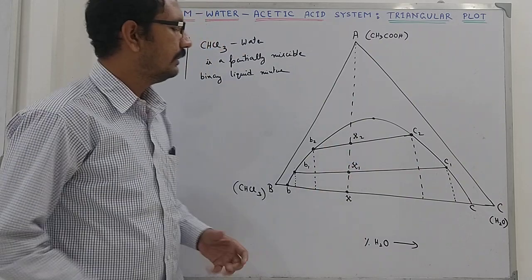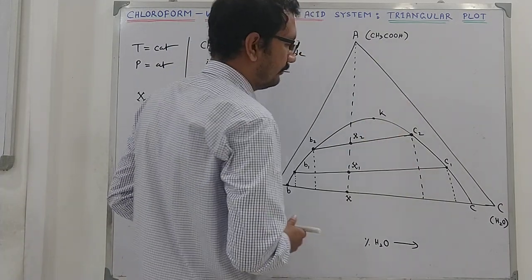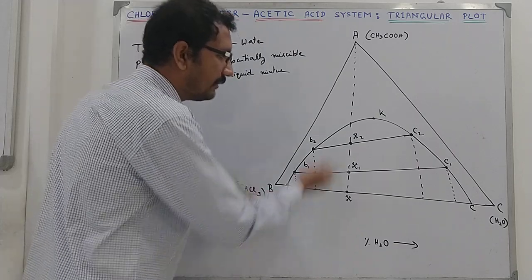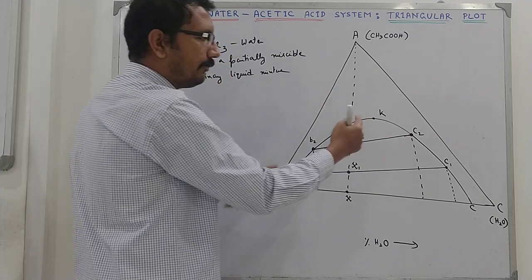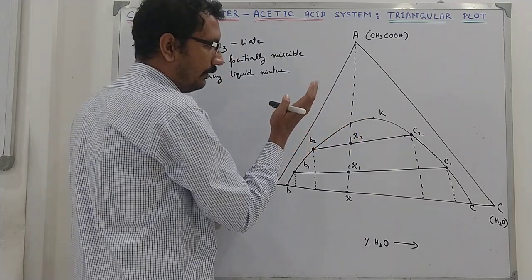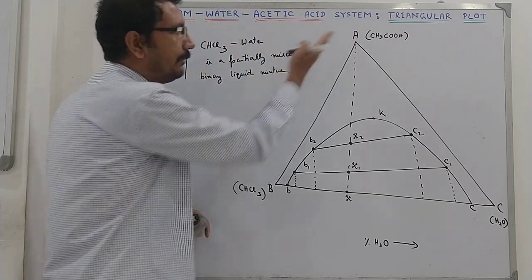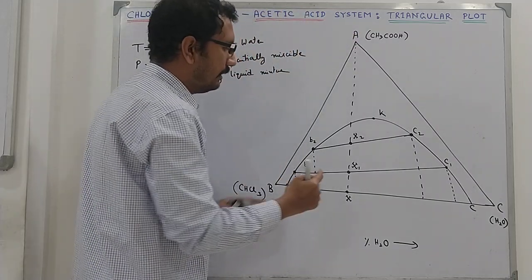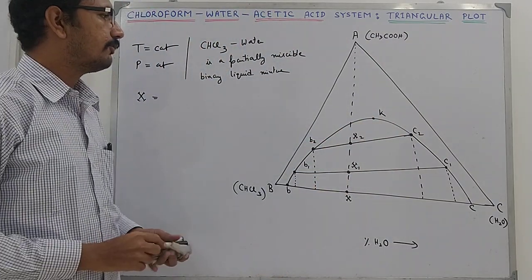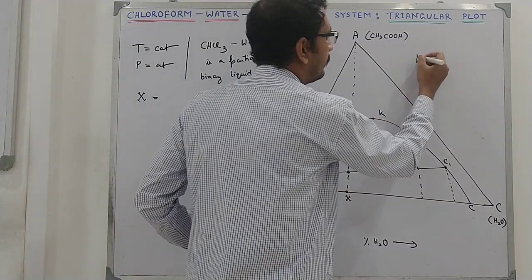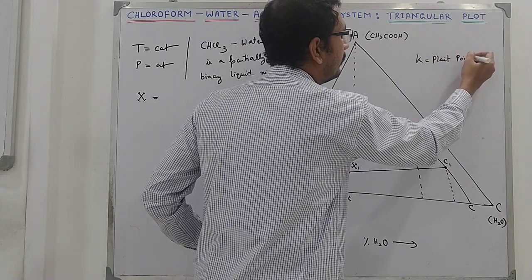So it will come to a point K. Since with addition of A these 2 points are coming closer and closer, a point will come, a certain composition of A will come, for which these 2 points will converge, and this point is called the plait point. What is the feature of this point?